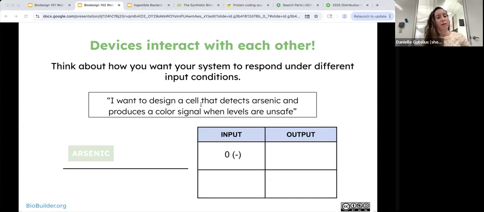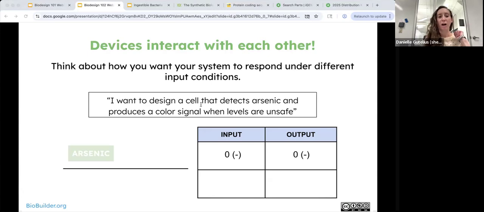Good. So in our truth table, if there's no arsenic, no input, we would put a 0 or a minus sign. So in this example, if there's no arsenic, there's no color. So for output, we're also going to put a 0 or a minus, whichever way you want to do it.